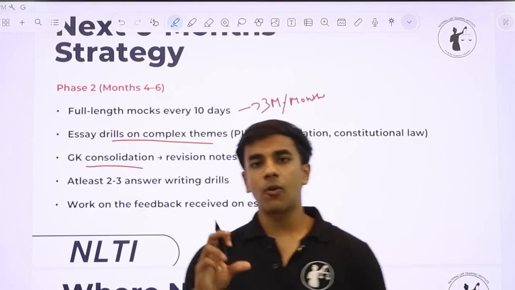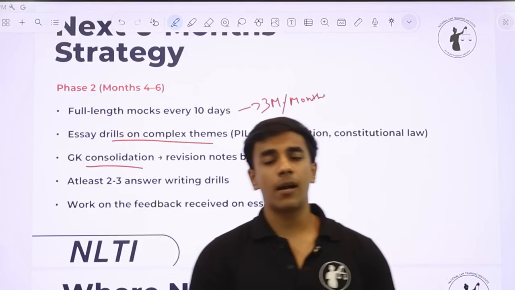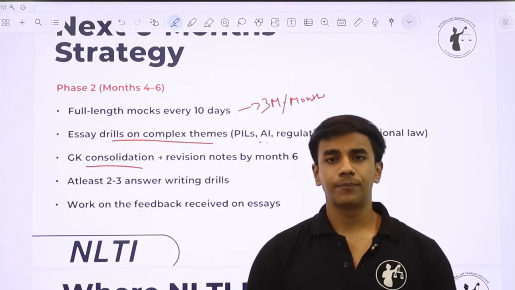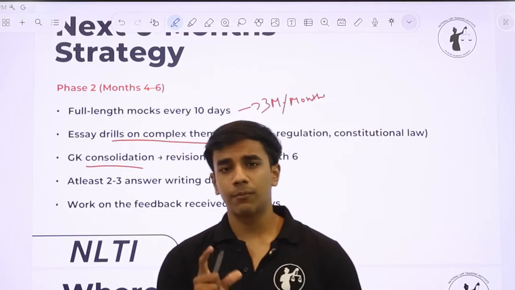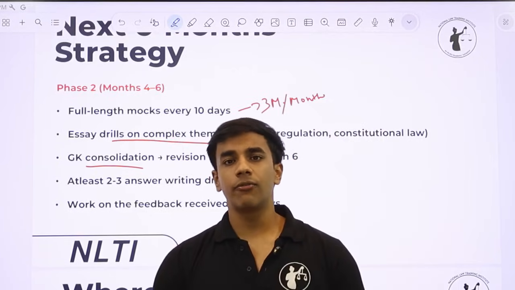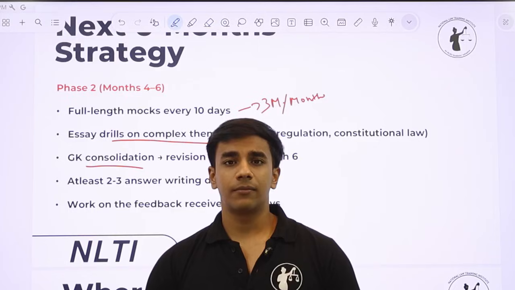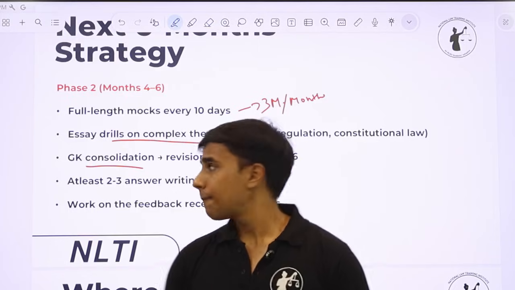Make your own journal, make your own notebook, or if you prefer online notes, you just need to have one concise doc in which the GK of all the last relevant 7-8 months is there.